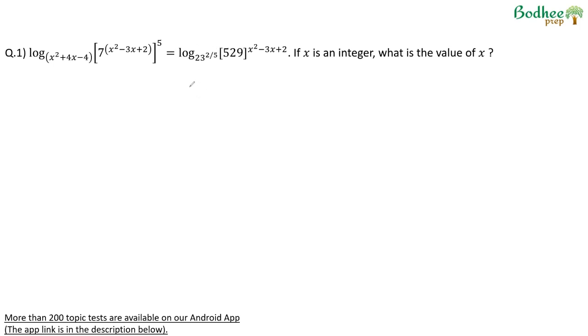This can be written as log of 529 is 23 square. So 23 square into x square minus 3x plus 2 to the base of 23 to the power 2 by 5. 2 by 5 can come out as 5 by 2 the power of the base. And this comes out as it is 2 into x square minus 3x plus 2. Log of 23 to the base 23. Log of 23 to the base 23 becomes 1. And therefore, on the right hand side, we have 5 times x square minus 3x plus 2.